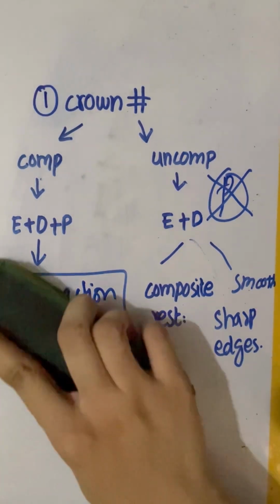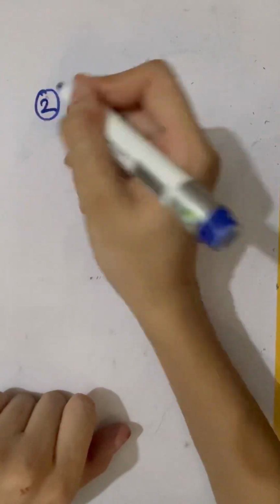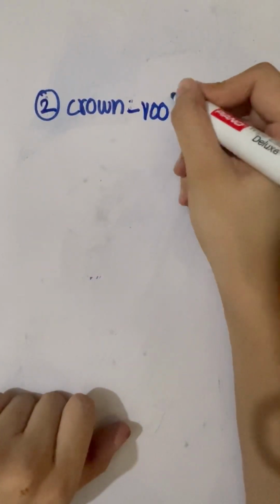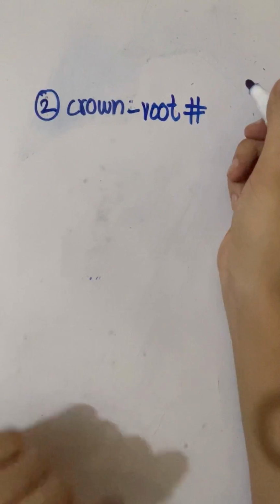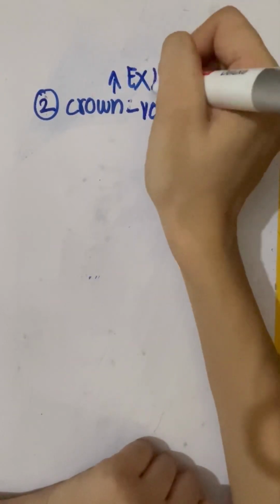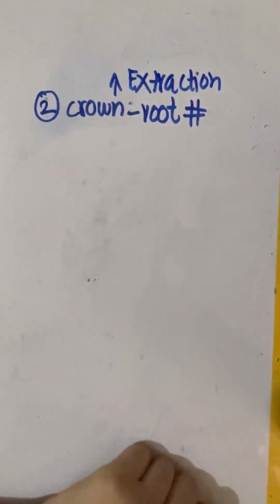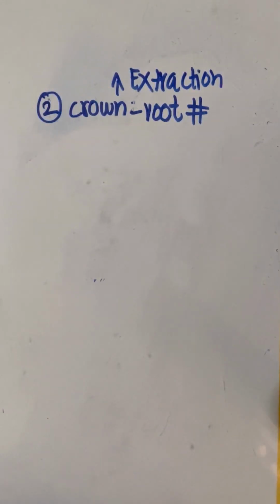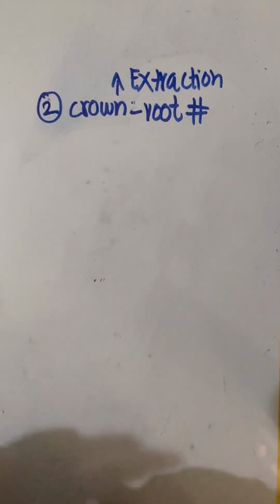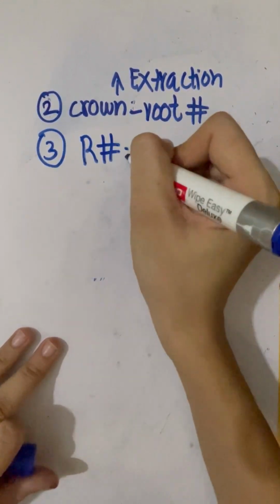The second type of injury is crown and root fracture. The treatment of choice is extraction. You can't do anything else. If there is root involved and crown involved, you have to extract the tooth, otherwise it will damage the permanent tooth. Then the third type of injury is the root fracture.